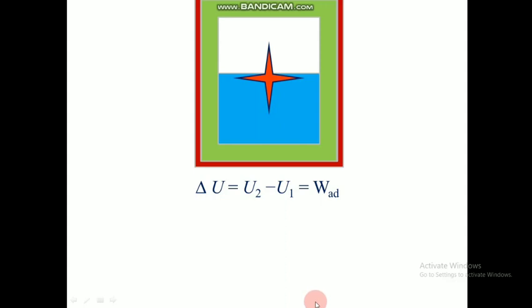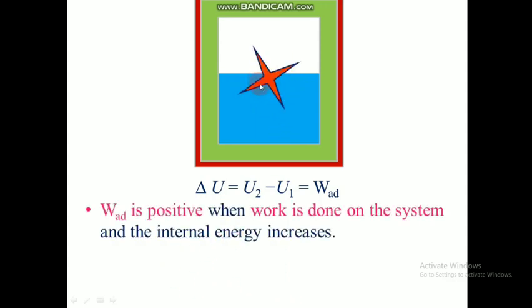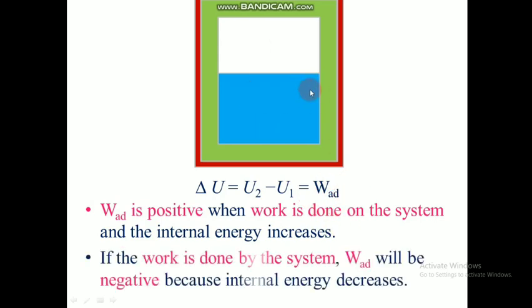So concluding, when the work is done on the system, then the internal energy increases, hence WAD, the adiabatic work, is a positive value. And when the work is done by the system, then WAD is negative as the internal energy decreases. So with that we wind up our session.